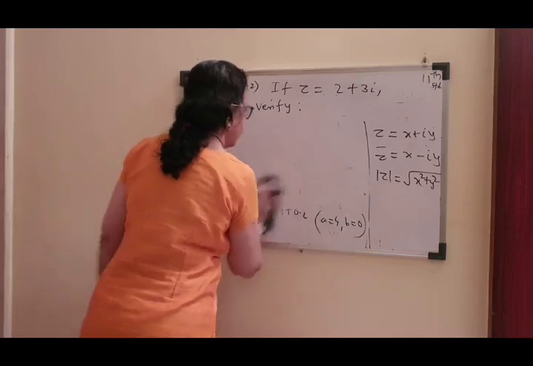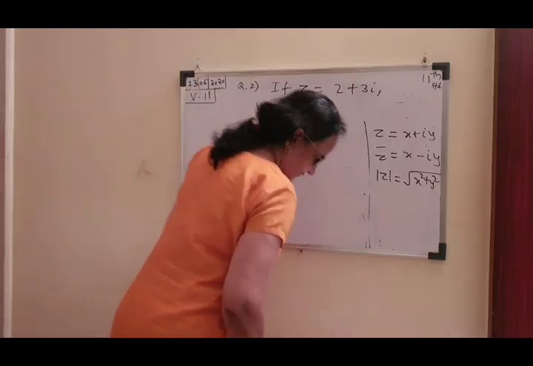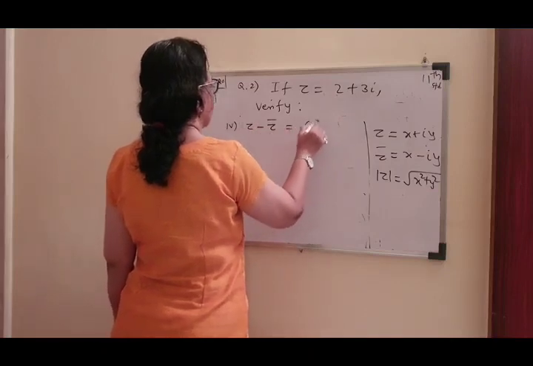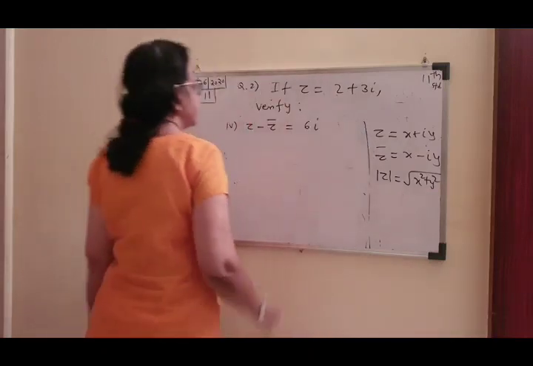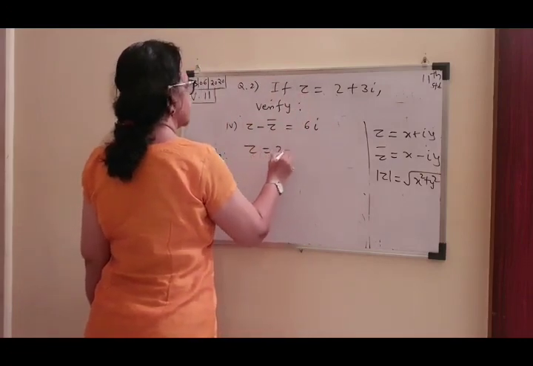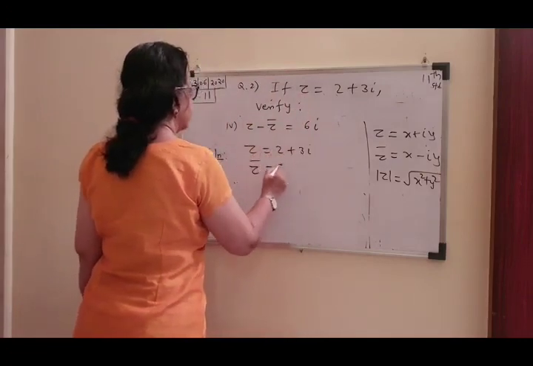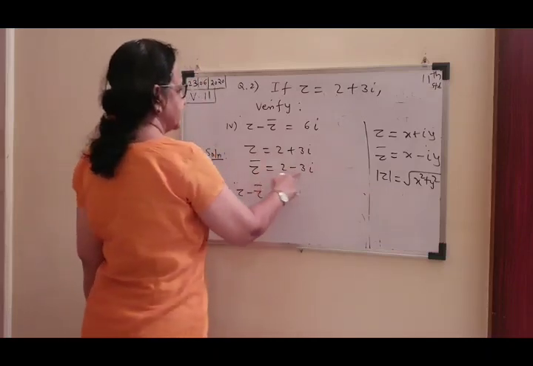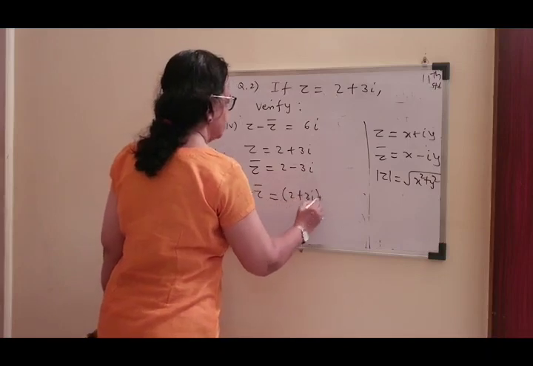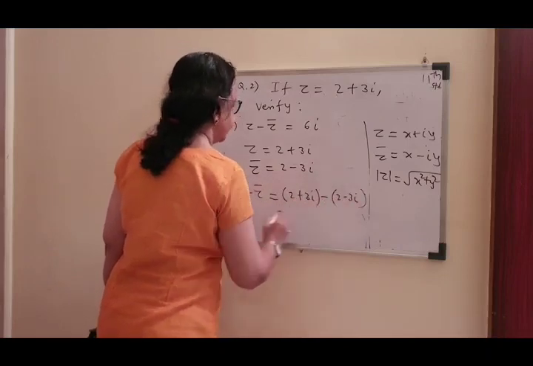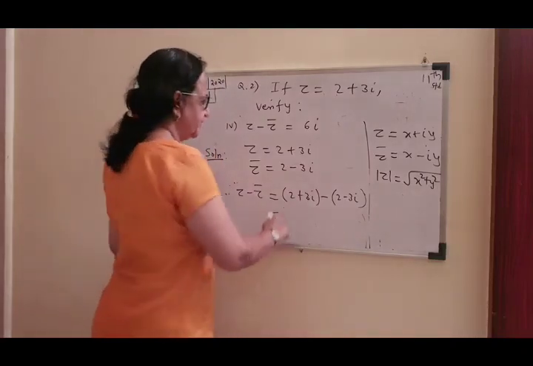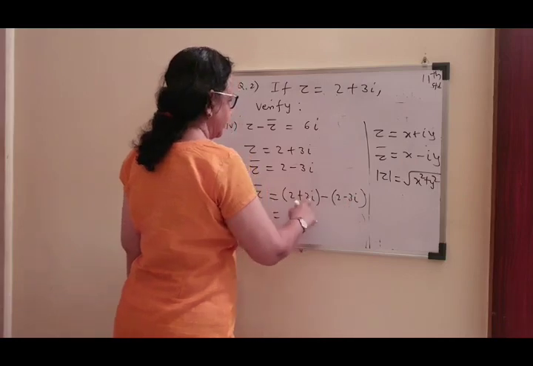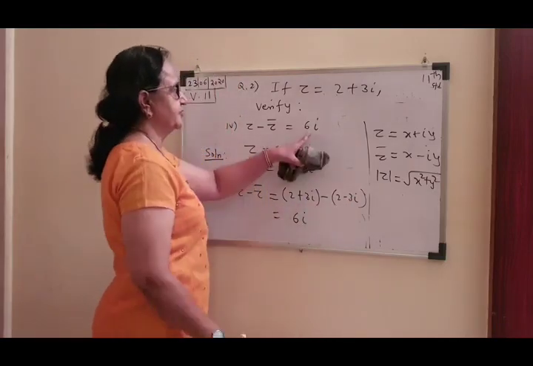Then the fourth part: you have to verify Z minus Z bar is 6i, which is again very easy. Solution. Z is 2 plus 3i. Z bar is 2 minus 3i. So when you subtract, these will change the signs. So it is 2 plus 3i minus 2 minus 3i. When you open the bracket, plus 2 and minus 2 will cancel. Minus of minus, 3i will be positive. 3i plus 3i, it will be 6i, which you wanted.